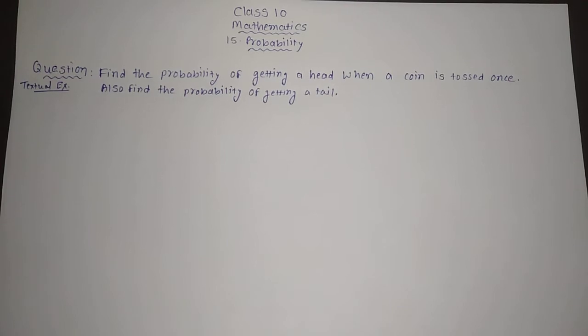Standard 10th Mathematics Chapter 15 Probability. Probability is quite an easy chapter and students can score good marks in it. So I am going to explain this chapter and the important examples of this chapter. By writing these examples you should get good marks. So let us begin. Here I have taken one of the questions given as a textual example. So let us start with this video.